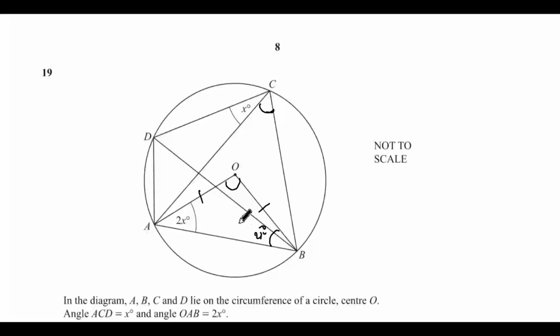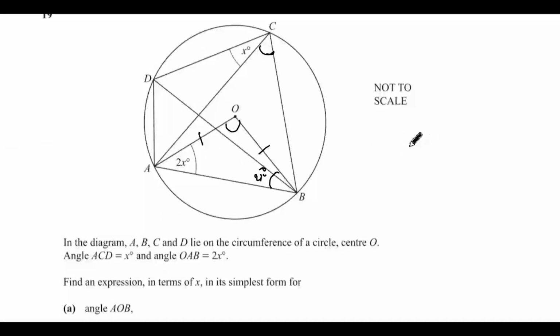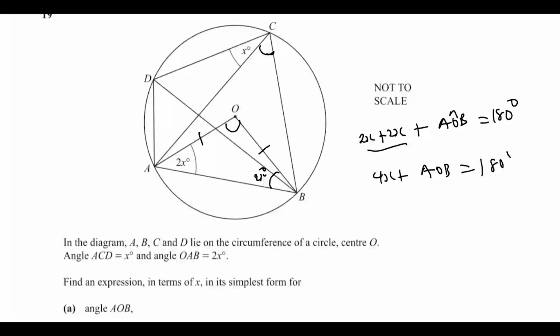That is an isosceles triangle, so the base angles are equal. Then we can get the required angle AOB. So let's write here. I can say 2x plus 2x, that's the base angles of the isosceles triangle, plus angle AOB will be equal to 180 degrees, sum of angles in a triangle. So these two add up to 4x, plus angle AOB equals 180 degrees. So that means angle AOB will be equal to 180 degrees minus 4x.